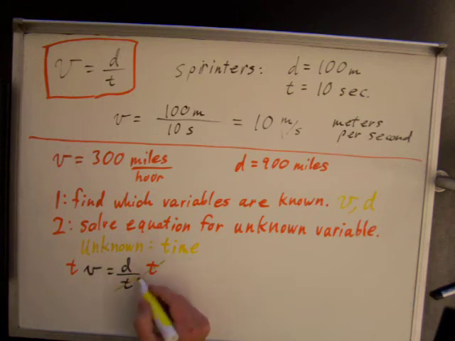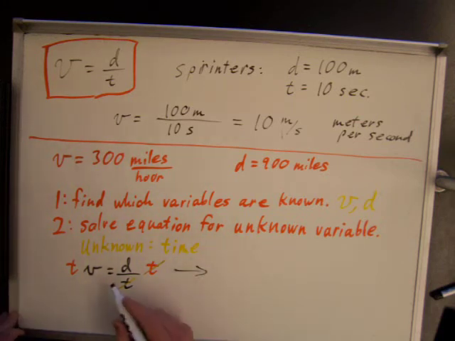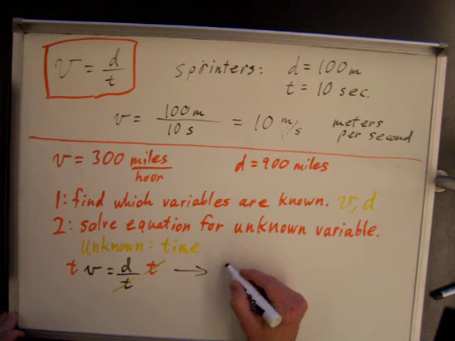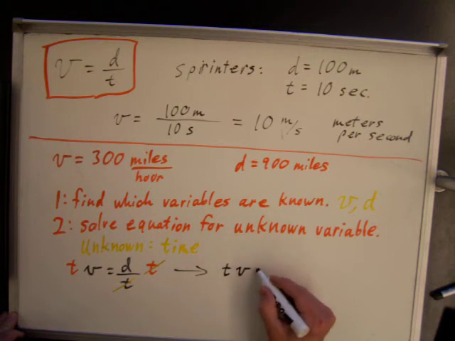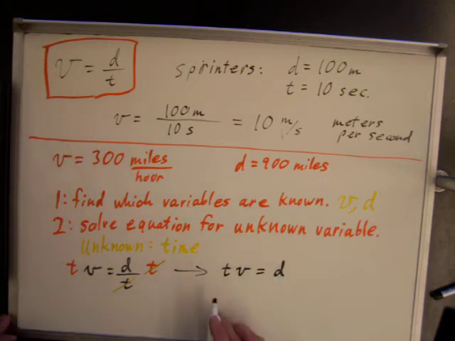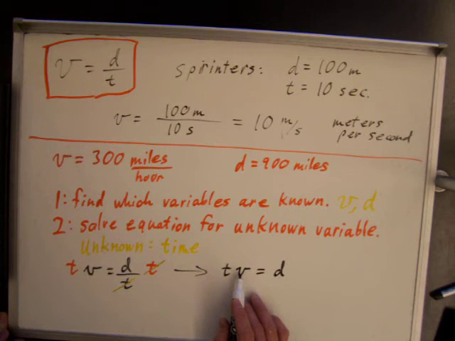This cancels with that. t divided by t is equal to 1. So then we can rewrite this equation as t times v equals d. Time times velocity equals distance. That might be a useful equation by itself, and we'll do another example using that in just a minute. But notice that if I want to solve for time, I'd better get the velocity on the other side of this equation. How can I do that?